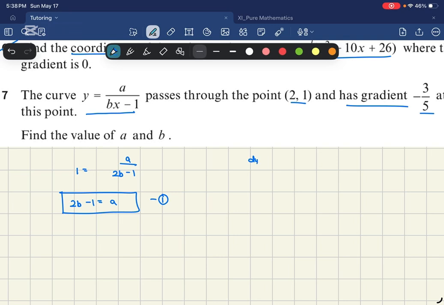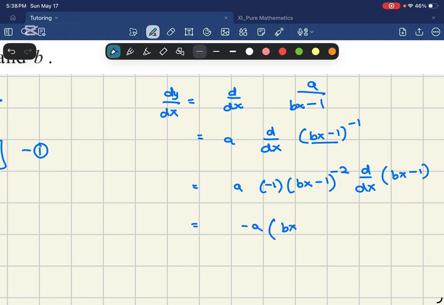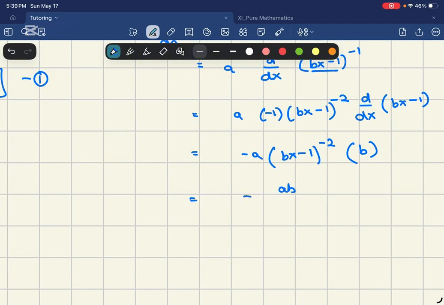All right, so we need to find dy by dx. That is going to be d by dx of this expression, a over (bx minus 1). You can take out this a, you get d by dx of (bx minus 1) to the power minus 1, right? I hope this is clear. So now you have a, you bring minus 1 to the front, you have bx minus 1, but the inside has an x, so you have to differentiate it again. So you have minus a, (bx minus 1) to the power minus 2, and you have b from there. So you get minus ab divided by (bx minus 1) squared, and that is equal to minus 3 over 5.